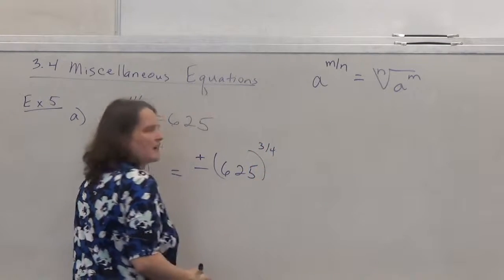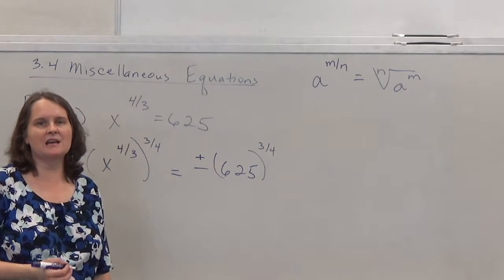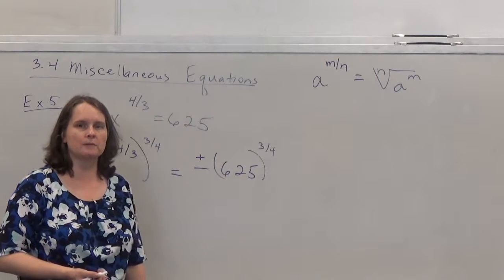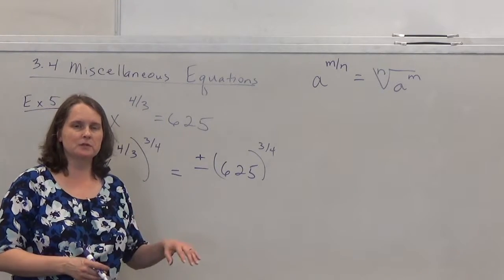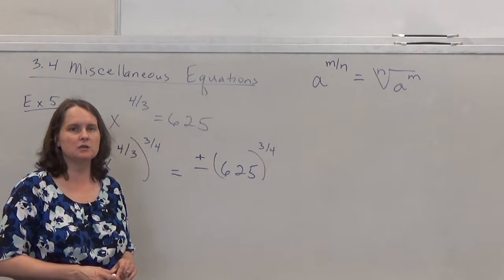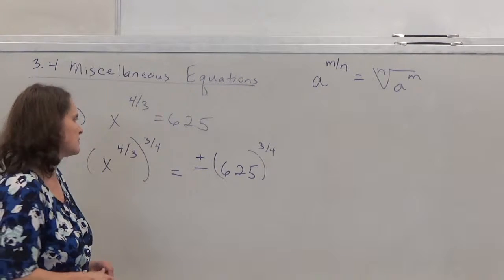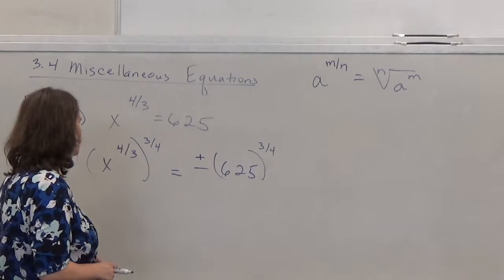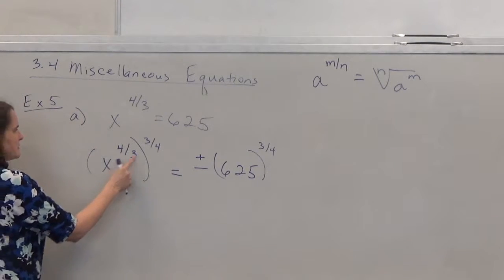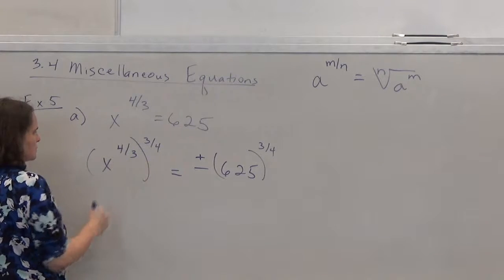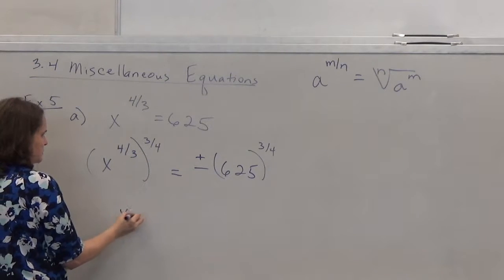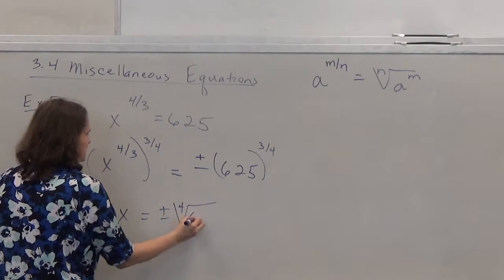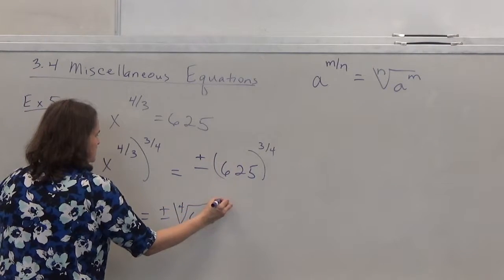So again, anytime you are applying an even root to both sides of an equation, you always need to use plus or minus on any constants that are affected. So that's why we had to do the plus or minus here. Now we can multiply these exponents. 4/3 times 3/4 gives us 1. So this is x to the first equals plus or minus the 4th root of 625 raised to the 3rd power.